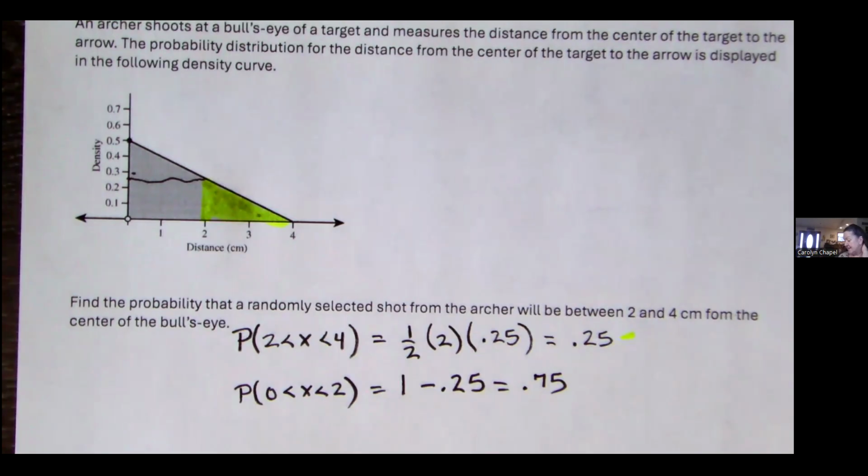So just realize that that idea of 1 minus a piece you've already done to get the rest is something we can do here as well.